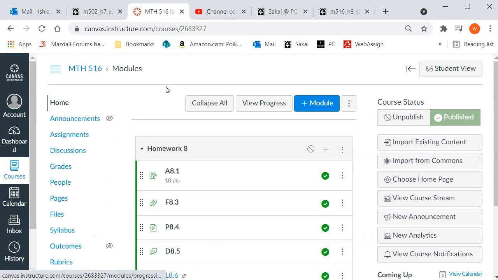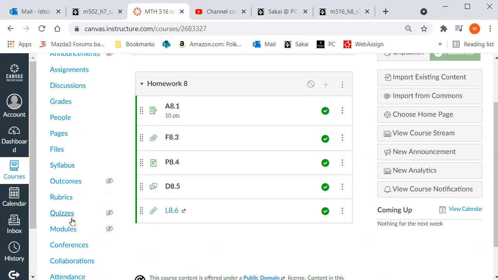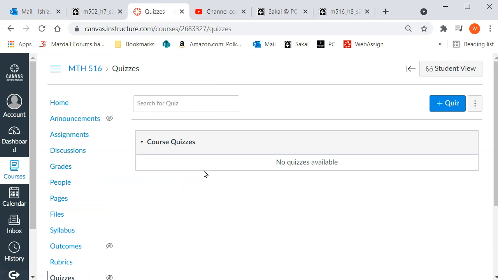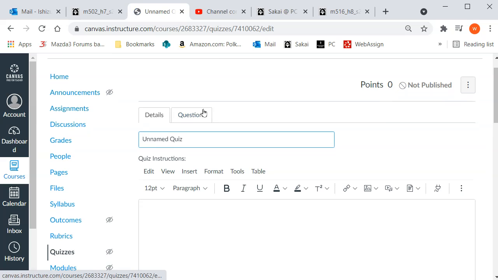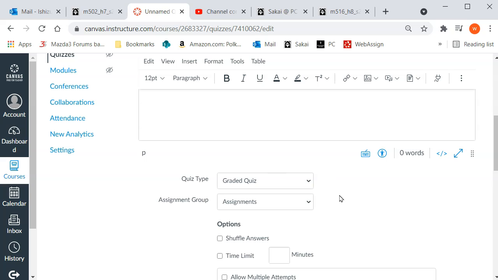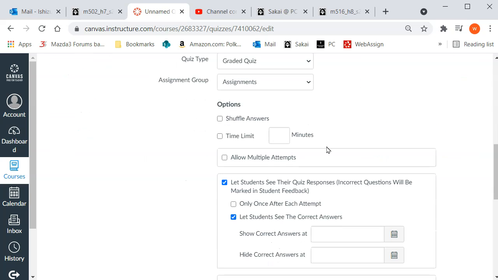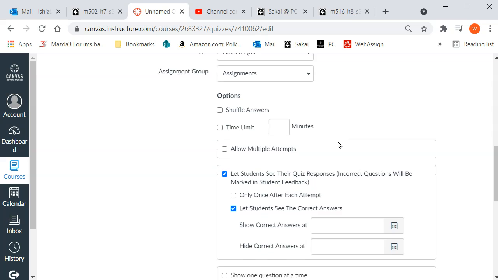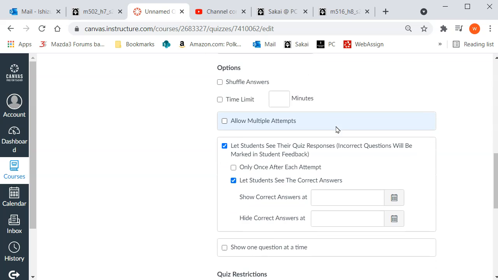Let's go to Canvas, and then we're going to go to quizzes. I'm going to add a quiz. The name of the quiz is Q8.2. So we have the name. And then it's a graded quiz, assignment, no time limits, shuffle answers.